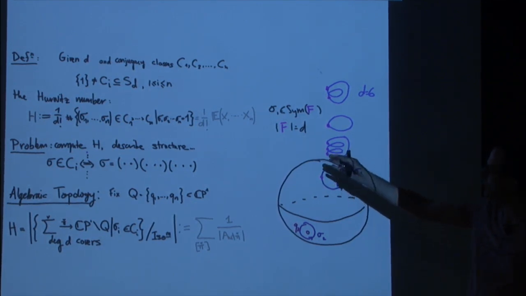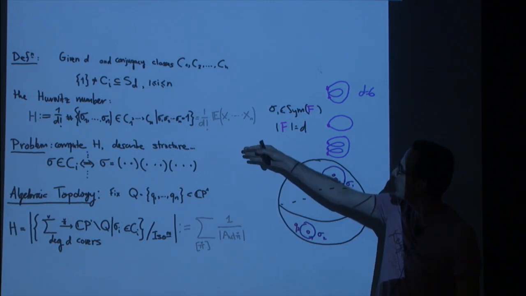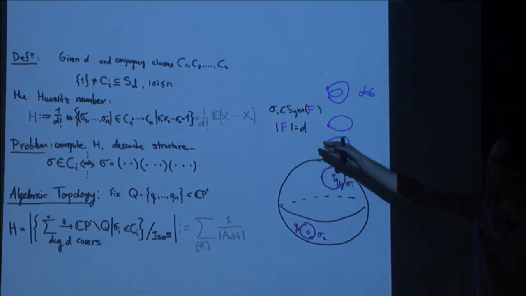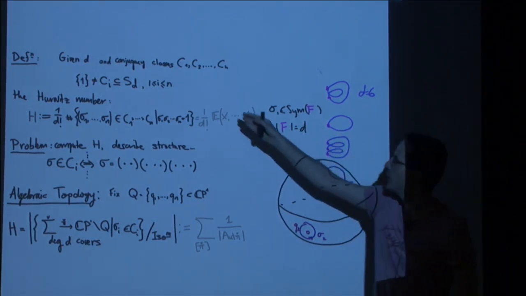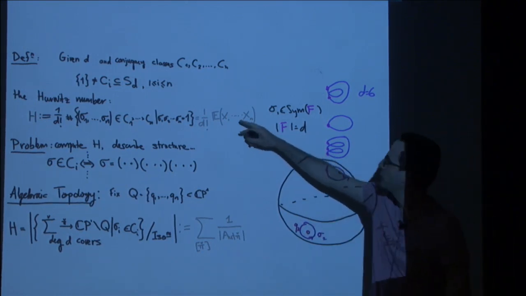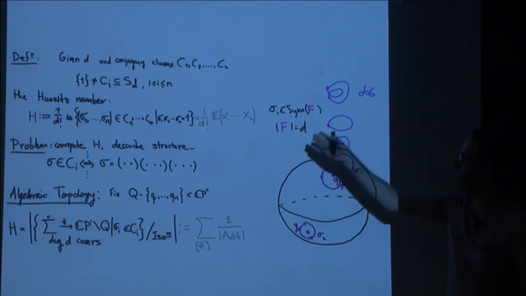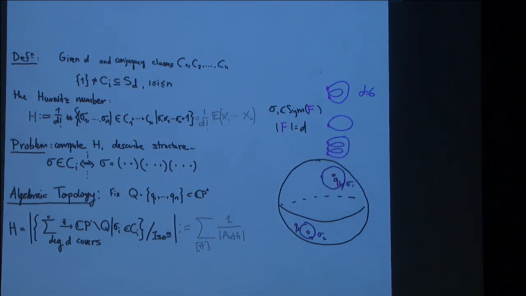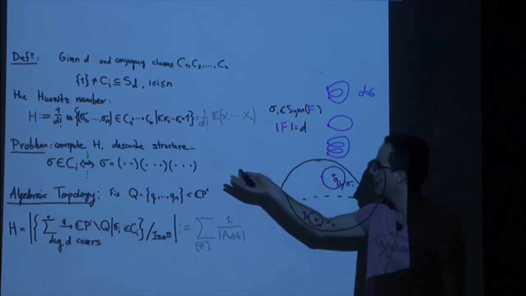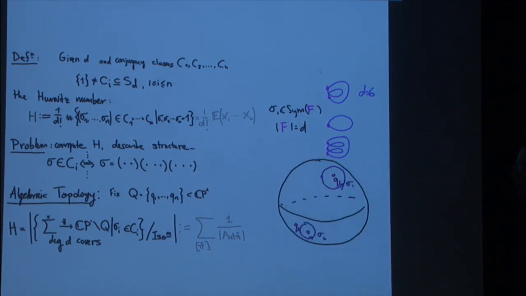And as an aside, let me mention that this is also equal to 1 over d factorial times the expectation of a product of random variables, one for each conjugacy class, which is essentially the value of a random character at that conjugacy class according to some distribution. So there are some normalization constants here that you need to put to make it work. OK, good. So the problem is to try to compute H and also describe some structure.